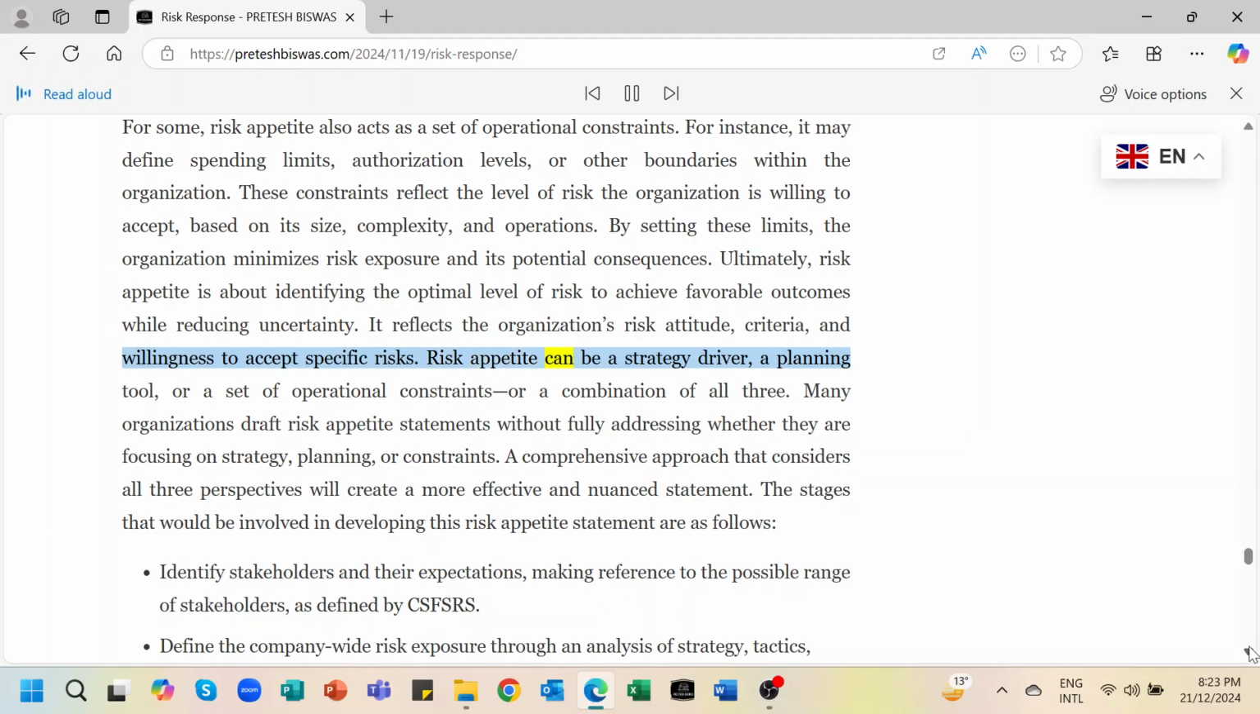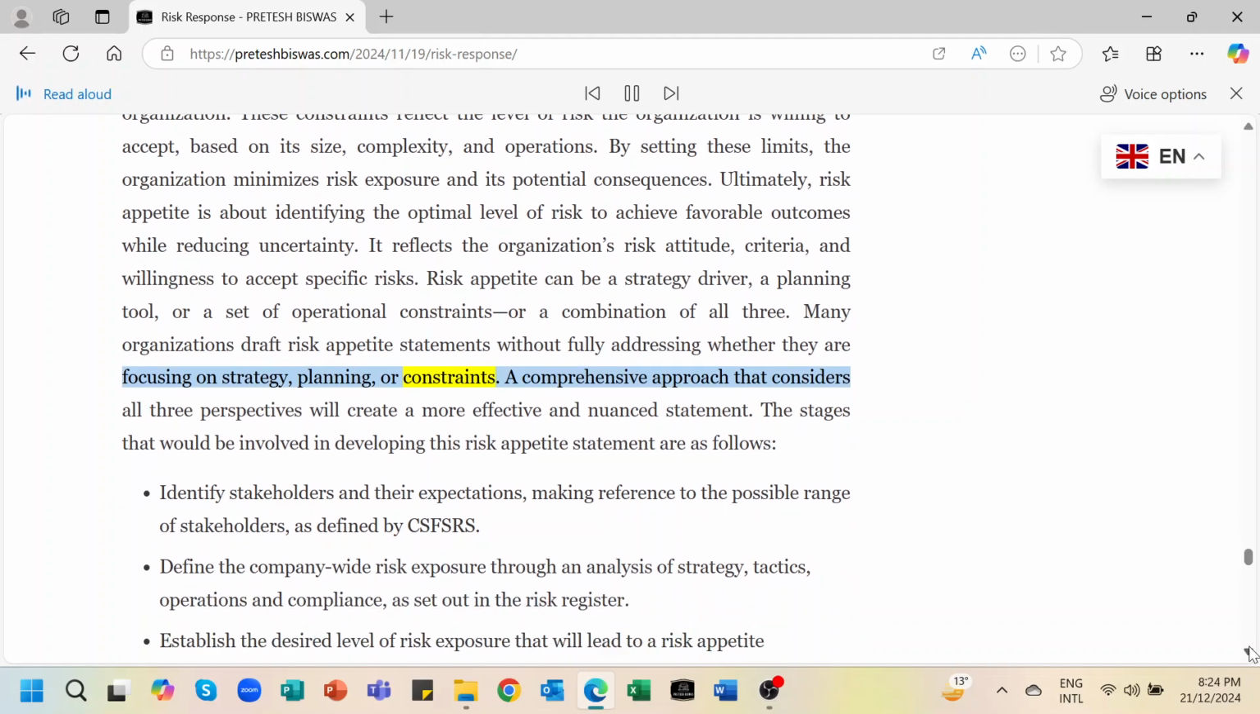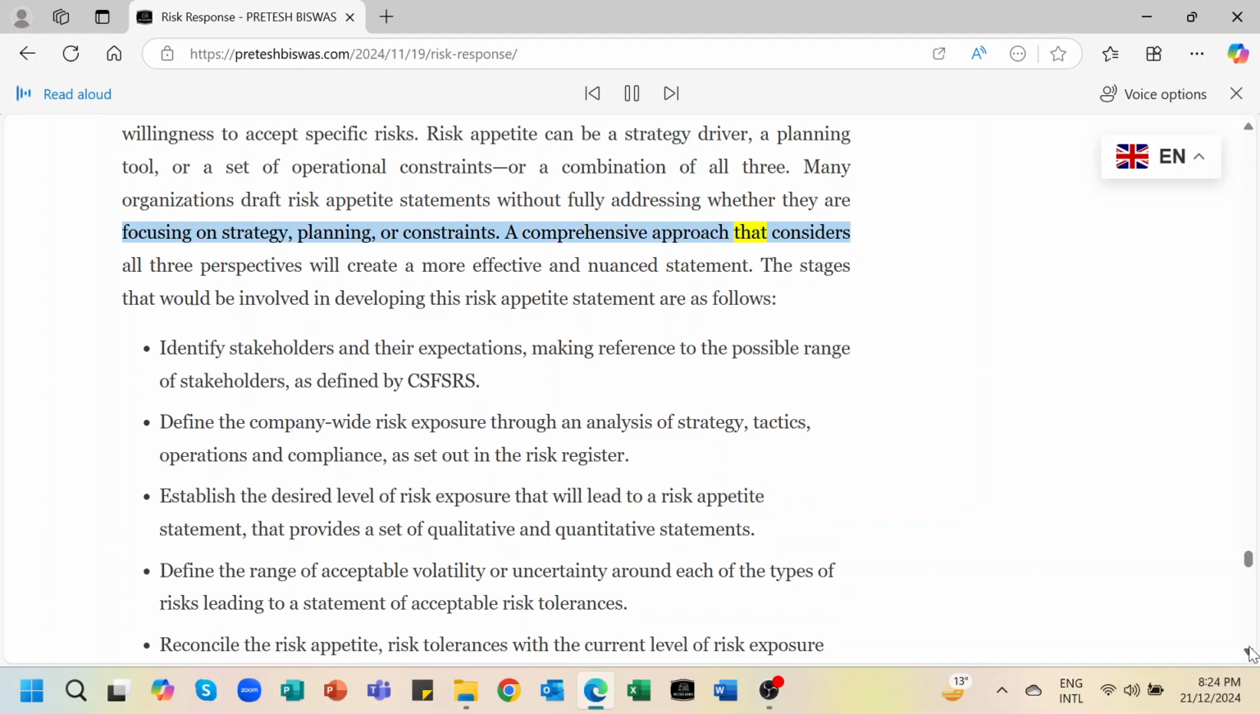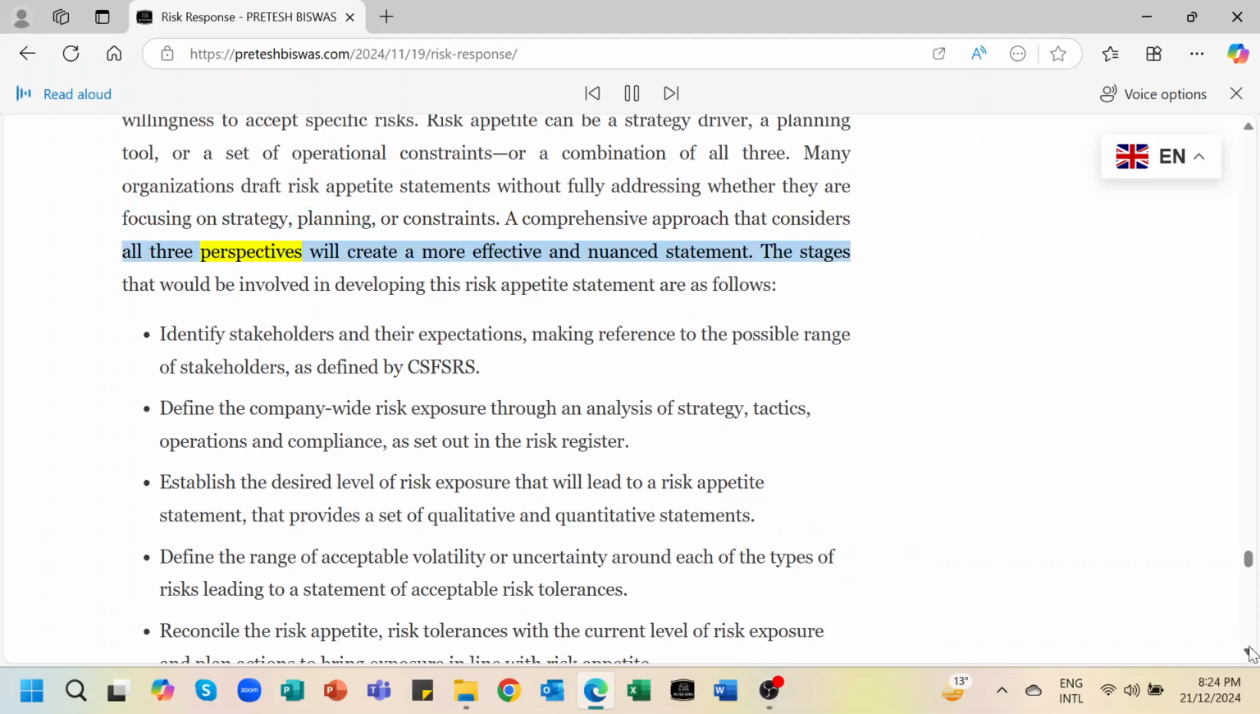Risk appetite can be a strategy driver, a planning tool, or a set of operational constraints, or a combination of all three. Many organizations draft risk appetite statements without fully addressing whether they are focusing on strategy, planning, or constraints. A comprehensive approach that considers all three perspectives will create a more effective and nuanced statement.